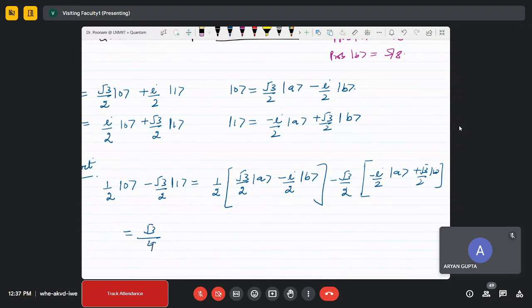Root 3 by 4, and here it will be coming as plus minus, no, minus minus iota. It will be plus iota a, and the second one will be plus minus iota, and this side will be minus root 3 by 4 b.